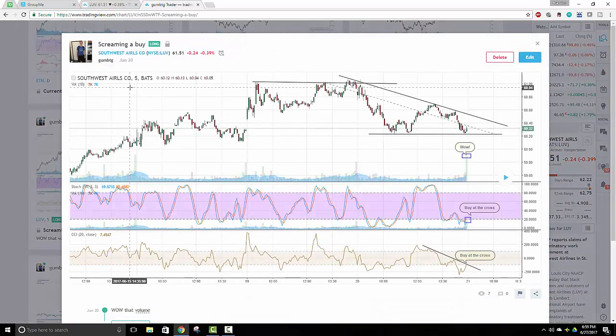We're going to be reviewing LUV, Southwest Airlines Company. I posted a 5-minute chart on these guys on June 20th, as we can see right here. I said that I really like this chart, and I said it was screaming a buy. Again, this is on the 5-minute. Let's take a look at why I said it was a buy.